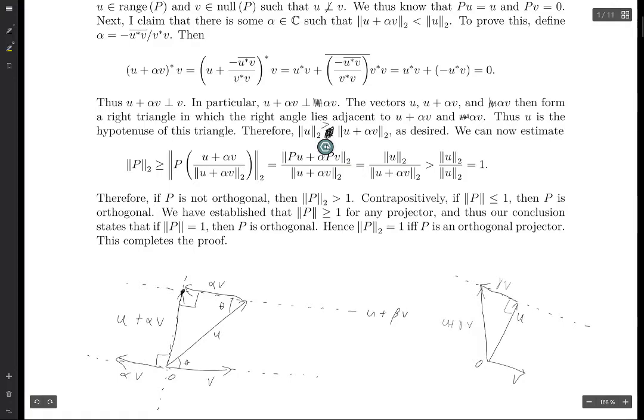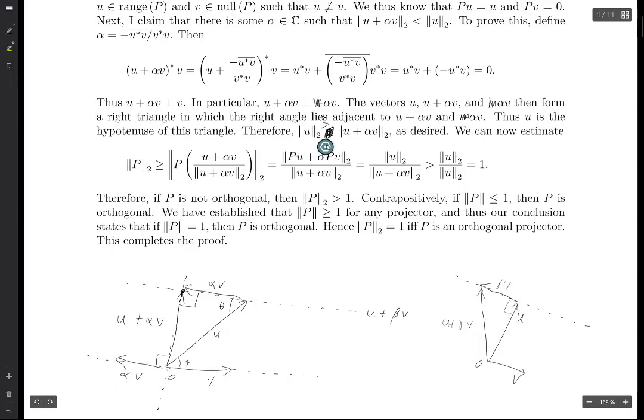Therefore, if P is not orthogonal, then the 2 norm of P is strictly greater than 1. Contrapositively, if the 2 norm of P is less than or equal to 1, then P is orthogonal. Okay? Now we already know that the 2 norm of P must be greater than or equal to 1 for any projector, and so saying that the 2 norm of P is less than or equal to 1 implies P is orthogonal. That's equivalent to saying the 2 norm of P being 1 implies that P is orthogonal.